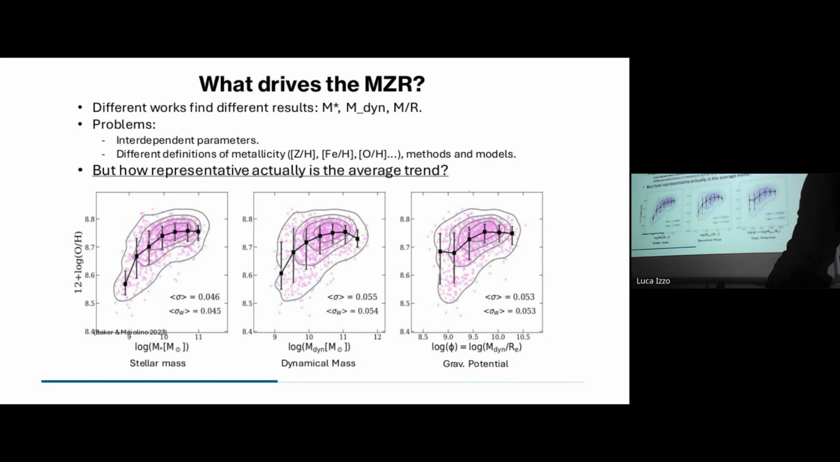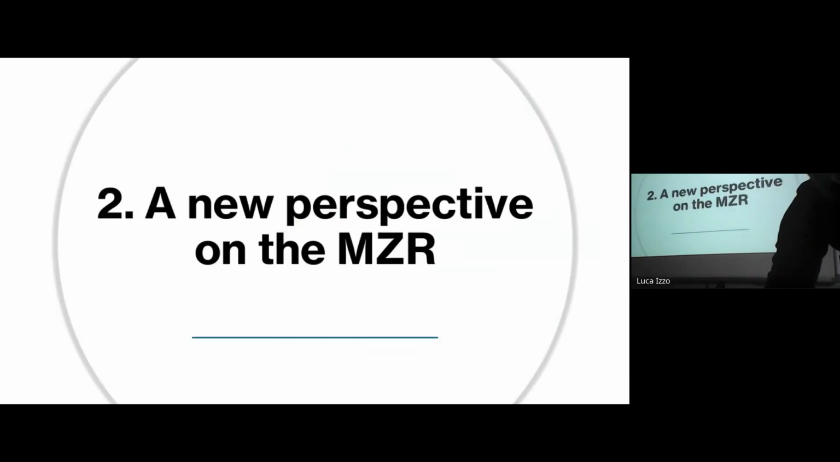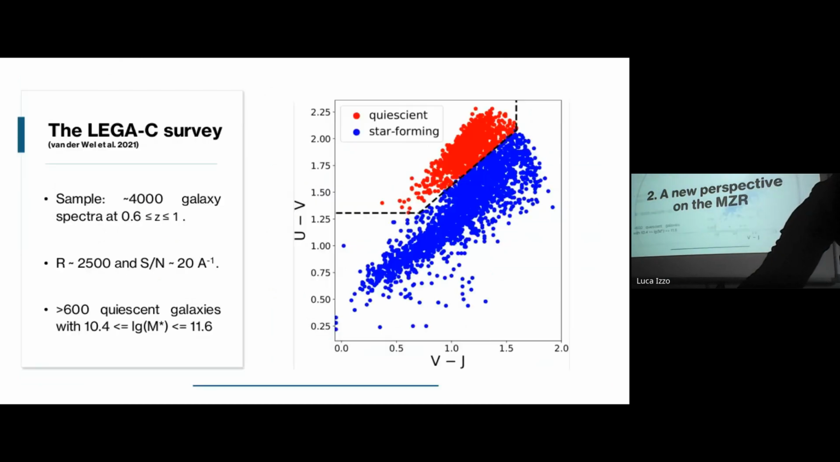Is this result based on a specific redshift range? I think this in particular, I'm not sure, but I think it's SDSS. But as you will see soon, it doesn't depend much on the range. The distribution is always this scatter. Okay, so this is the topic of my talk.